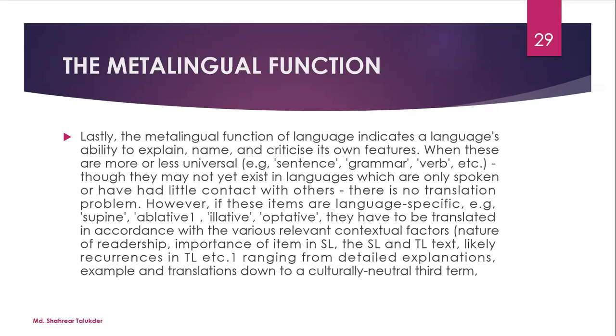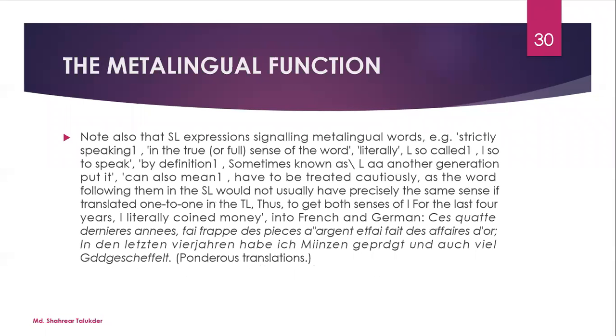So these are optative. So you have to come to know about these things. They have to be translated in accordance with the various relevant contextual factors of nature of readership, importance of item. That means you have to consider the readers, their culture, their cultural context, and the source text, source language, target text, target language, all these things you have to consider. Then you have to go for the translation. But if you find any difficulty, if things are not there in your language, that is there in other language. So this is called metalingual function.